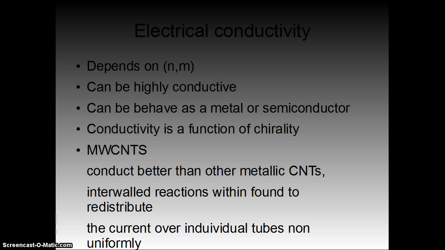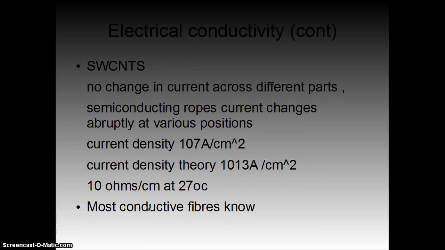The multi-walls are better conductors, but their inter-wall reactions can distribute the current over individual tubes in a non-uniform fashion. The single-wall carbon nanotubes don't have this problem, but in the ropes the current can change abruptly at various positions. It typically has a current density of 10^7 amps per centimeter squared, but theoretically it should have a density of about 10^13 amps per centimeter squared. This is because in practice it isn't as perfect as in theory.